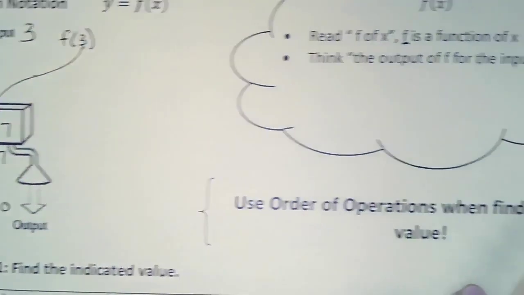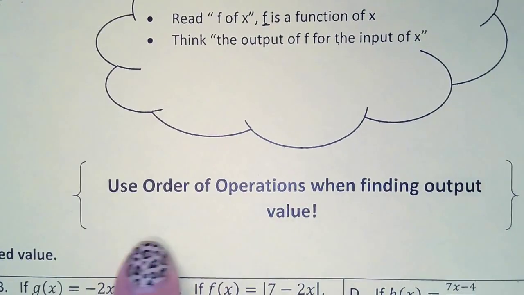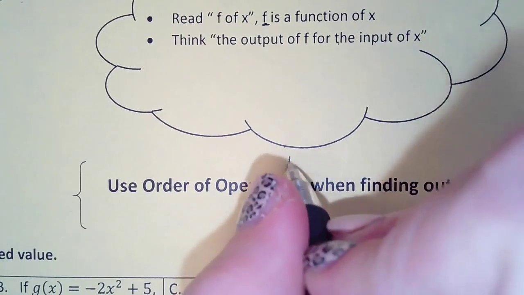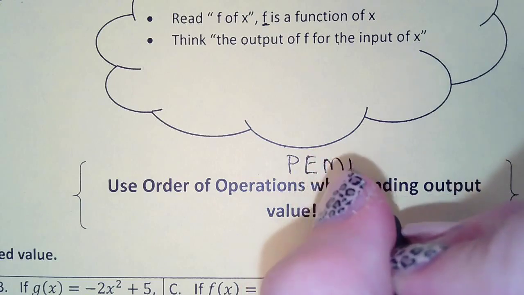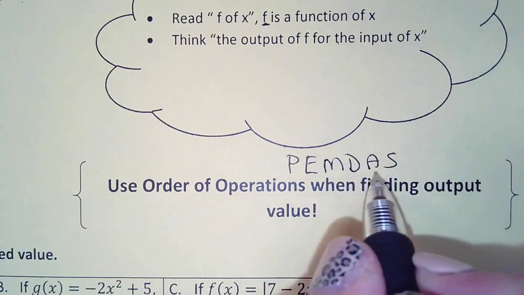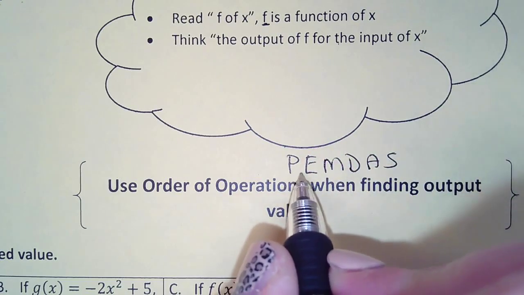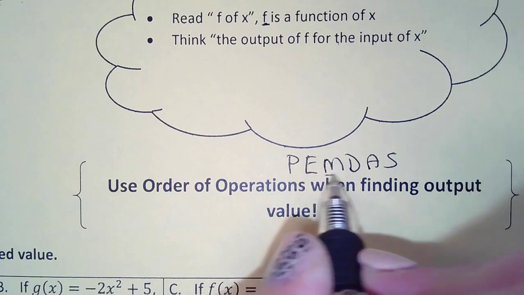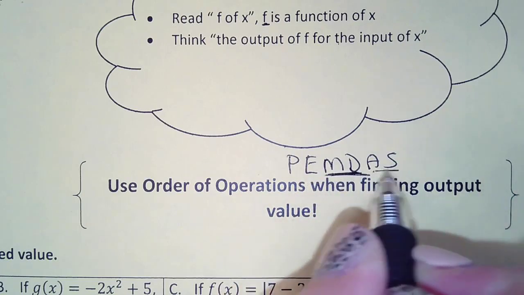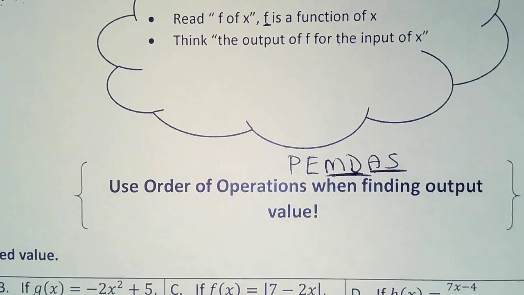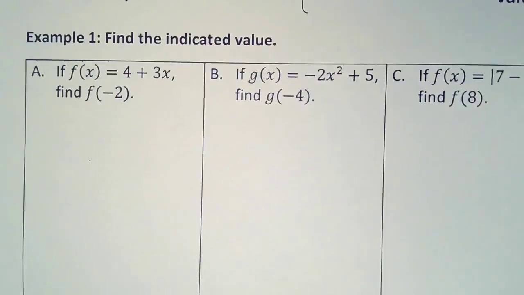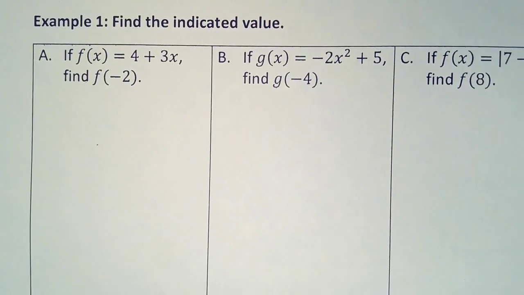When we are solving these, we want to use order of operations. So remember PEMDAS? Please excuse my dear Aunt Sally. Parentheses are grouping symbols, exponents, multiplication and division in one step, addition and subtraction in another. So let's go ahead and start with our first example.